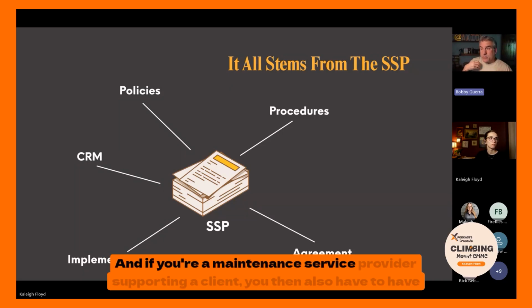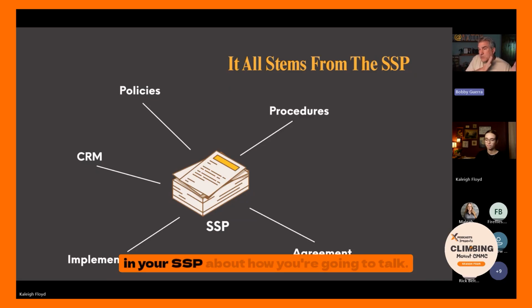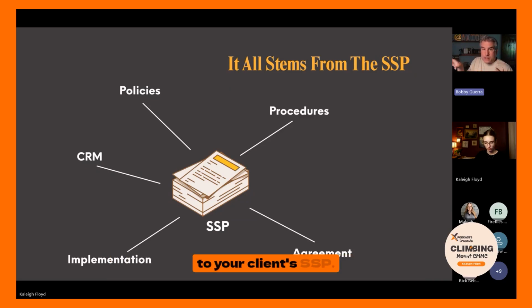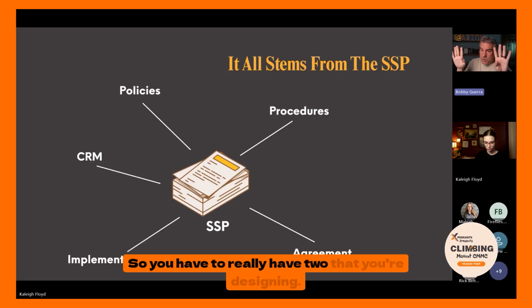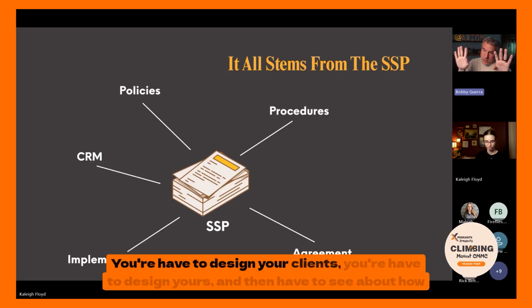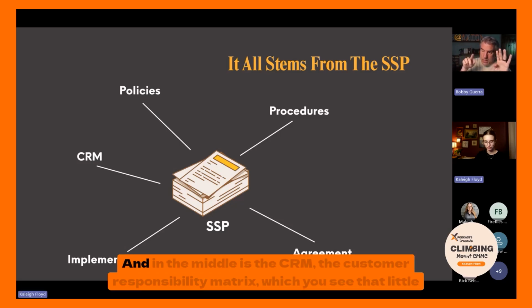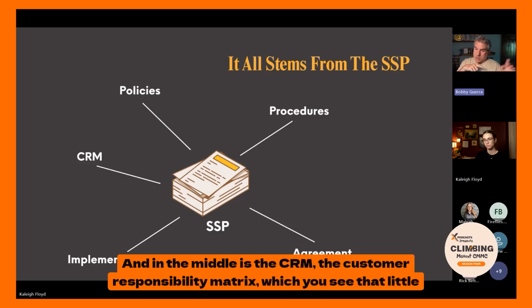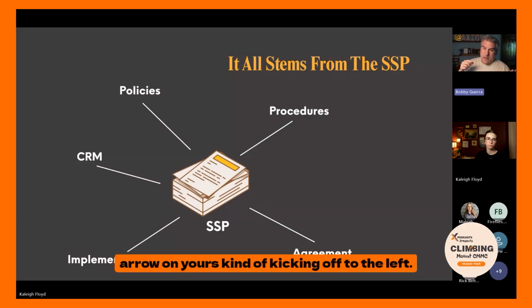And if you're a managed service provider supporting the client, you also have to have in your SSP how you're going to talk to your client's SSP. So you have to really have two that you're designing. You have to design your client's and you have to design yours, and then see how they're going to talk to each other. And in the middle is the CRM, the customer responsibility matrix, which you see that little arrow on yours kind of kicking off to the left.